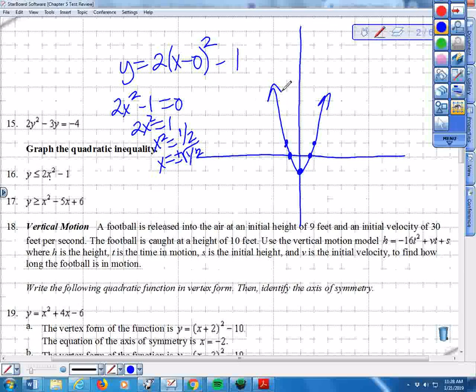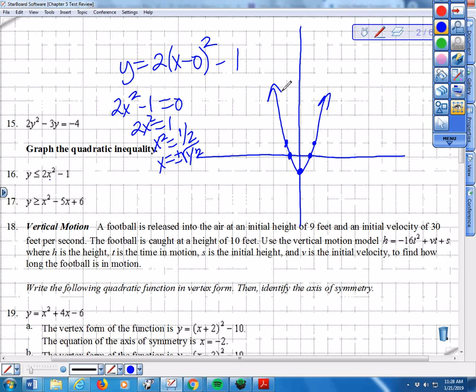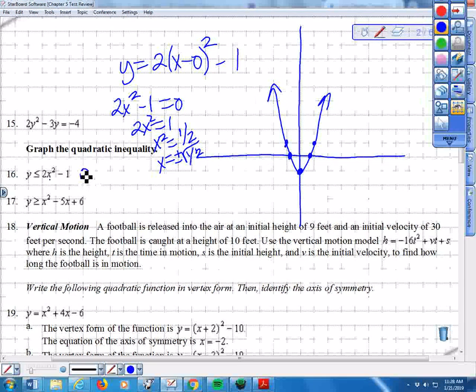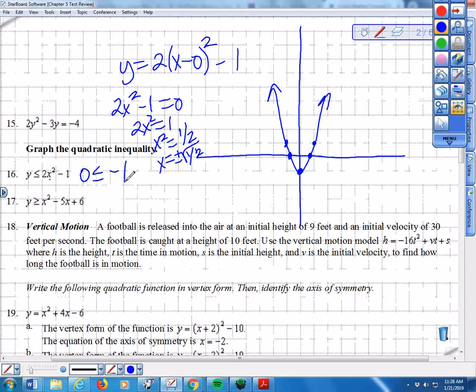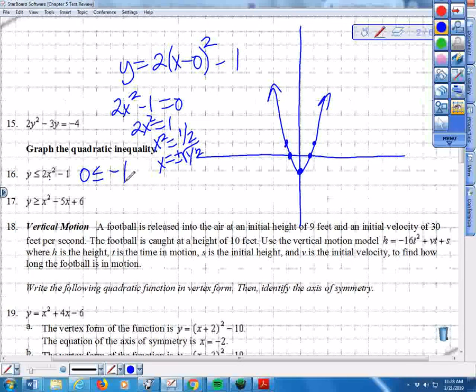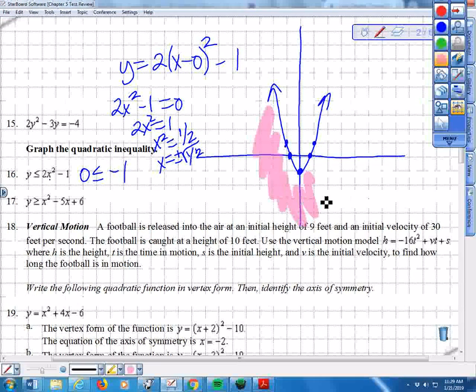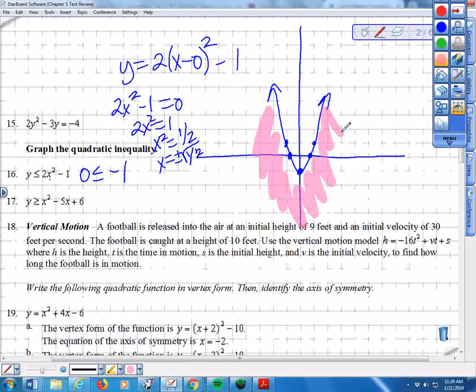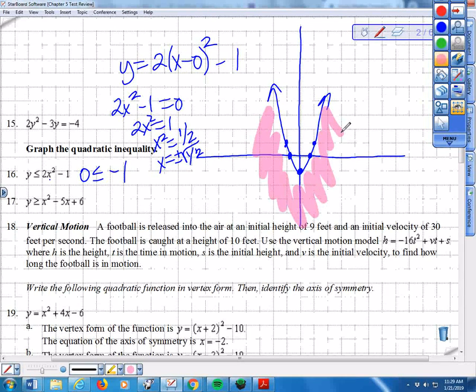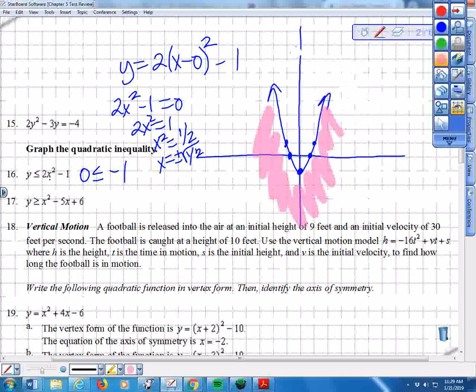Now I just have to decide where it's going to be shaded. And I can use the point 0, 0 because it's not on my graph. So 0 is less than or equal to negative 1. True or false? Is 0 less than or equal to negative 1? It's false. So 0, 0 is not a solution. So outside of this is a solution.